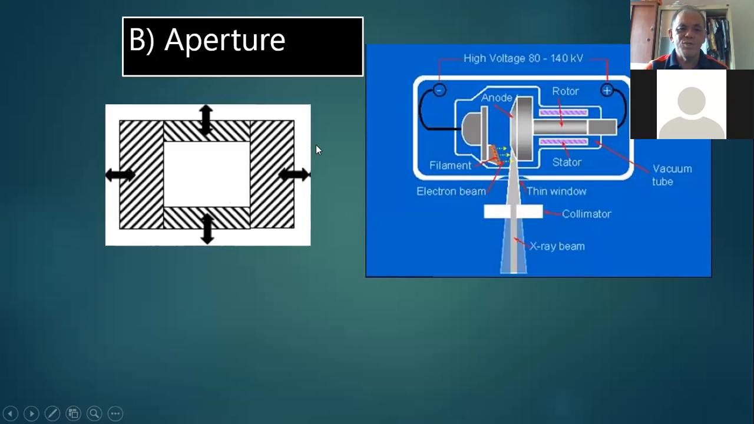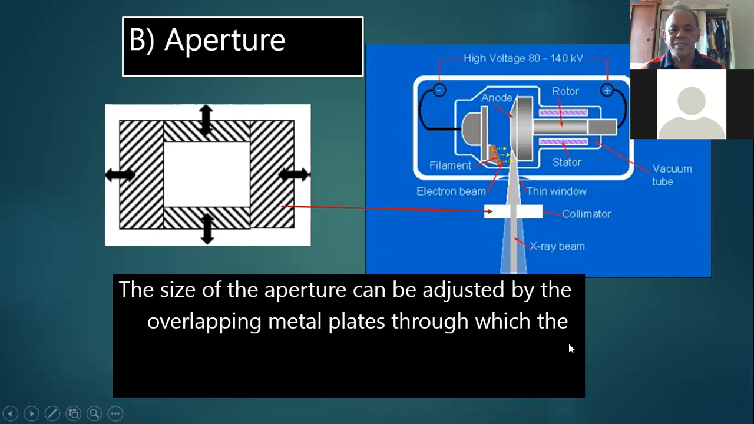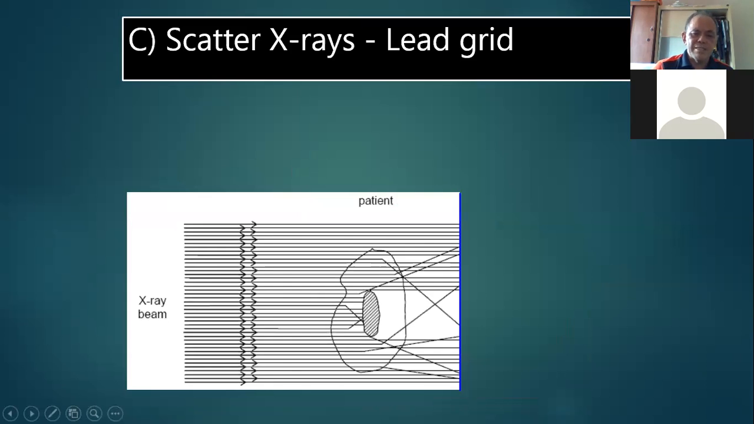Right? So normally we use the slide there. Right? That's a collimator, the plate there. These are metal plates. This can slide in or slide out, and this one can slide up and down. Okay, so that's the collimator there, and then we have the X-ray beam coming out. So we can adjust the overlapping metal plates to control the size of the aperture that the X-ray passes through. Okay, so that's the X-ray passing through.